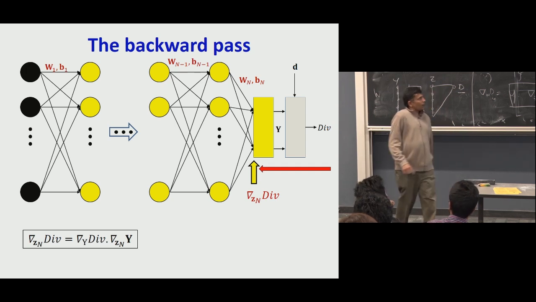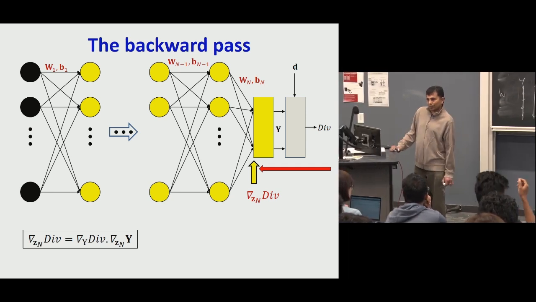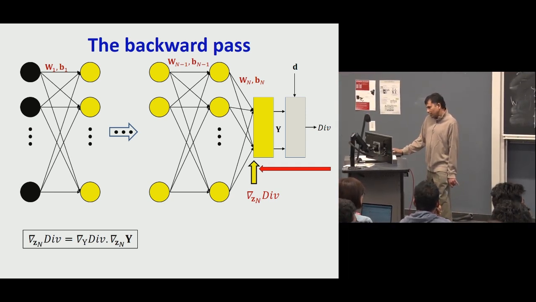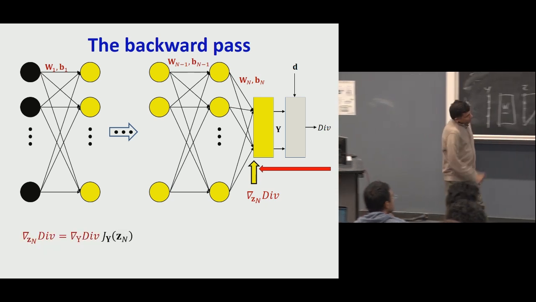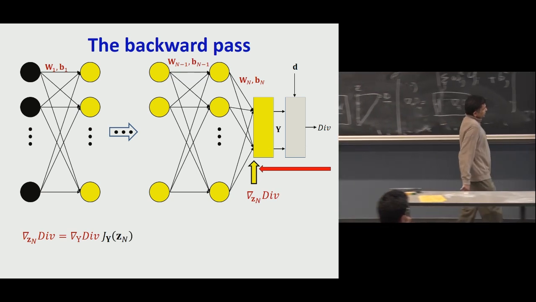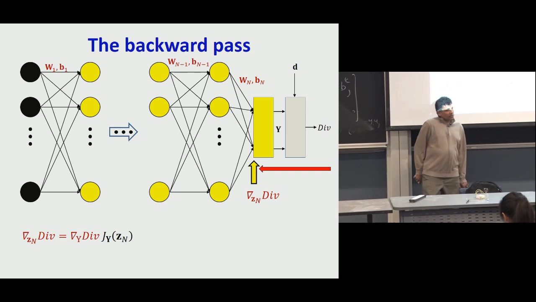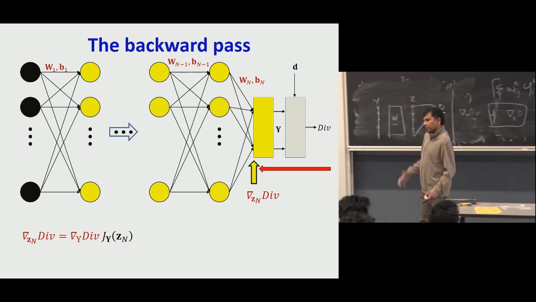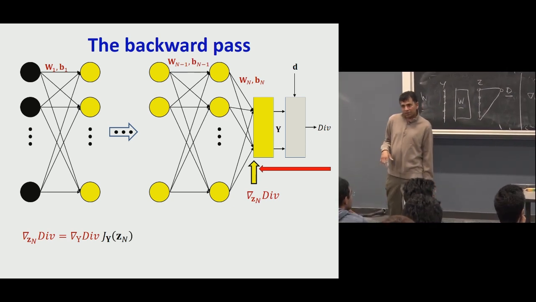So the question was, why am I treating affine functions separately? Affine functions happen to be a special case for the network, that's all. So over here, the derivative of the divergence with respect to z is simply the derivative of the divergence with respect to y times the Jacobian of the activation. If it's a vector activation, you're going to get a full Jacobian matrix. If it's a collection of scalar activations, you'd get a diagonal Jacobian matrix.